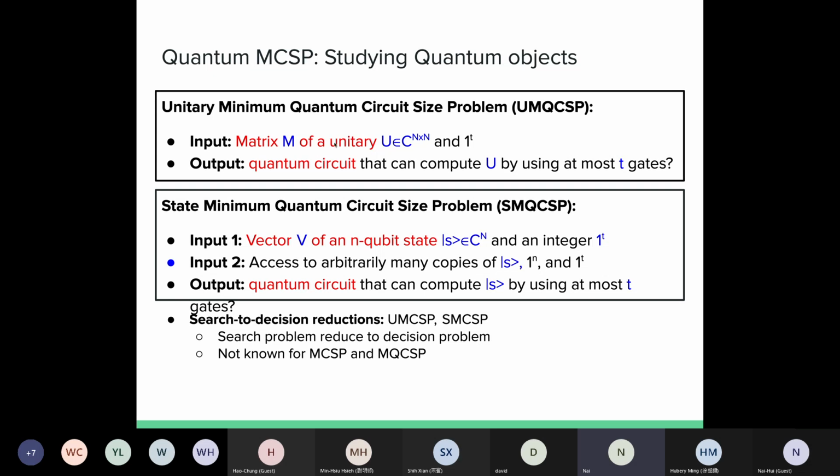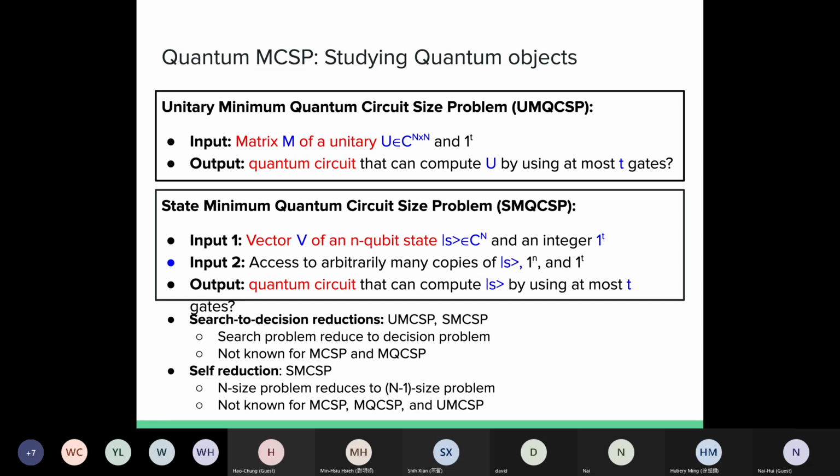The first interesting thing we have for these two problems is that we can prove a search-to-decision reduction for UMCSP and SMCSP. So those are search problems reduced to decision problems. And actually, these are not known for MCSP and MQCSP. We also have a self-reduction for SMCSP, which means that an n-size problem is reduced to an n-1 size problem.